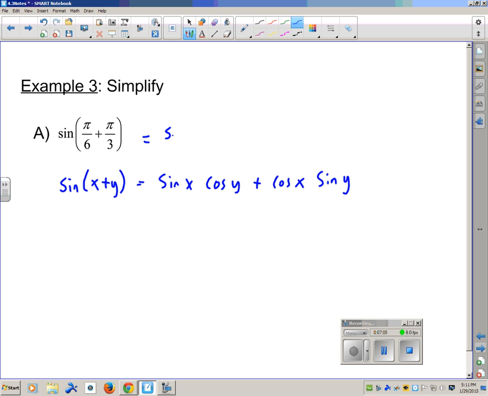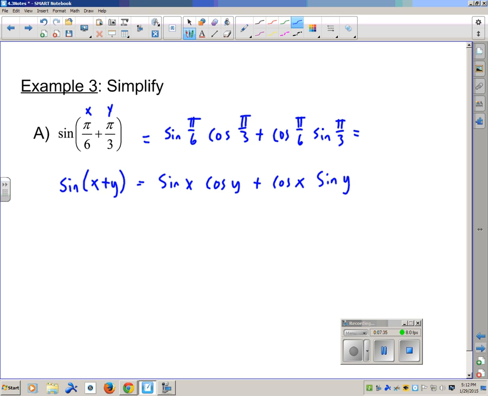So let's do it. So sine, my x is my very first one here, so it's just pi over 6. Cosine of y, that's the second value here, which is pi over 3. Plus cosine of x, this is your x and this is your y. So the cosine of x, which is pi over 6, and then times the sine of my y, which is pi over 3.